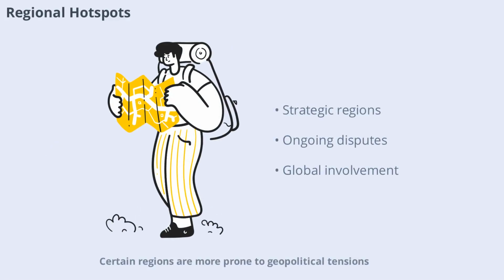Certain regions are more prone to geopolitical tensions due to their strategic importance or history of conflict. The Middle East, South China Sea, and Eastern Europe are just a few examples. These hotspots often draw in global powers, increasing the risk of escalation. By focusing on these areas, we can better understand the dynamics that drive international crises and the potential for resolution.